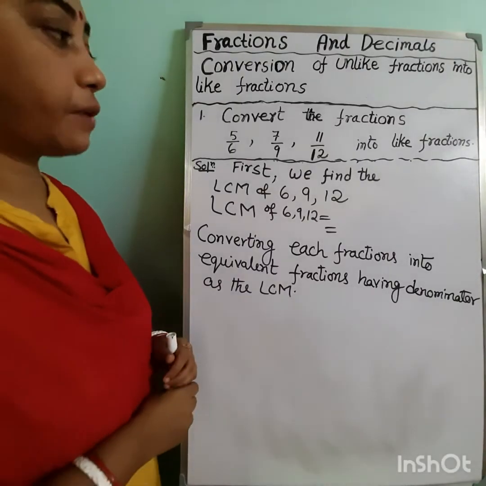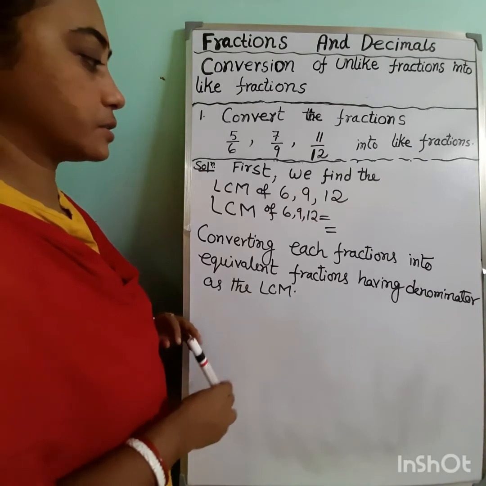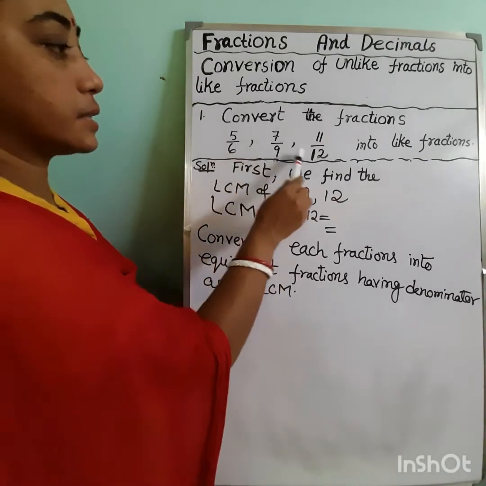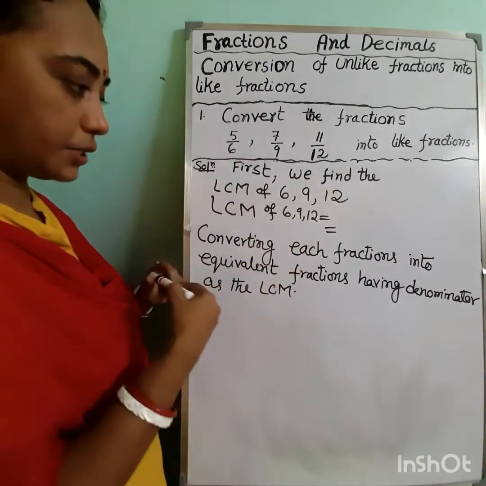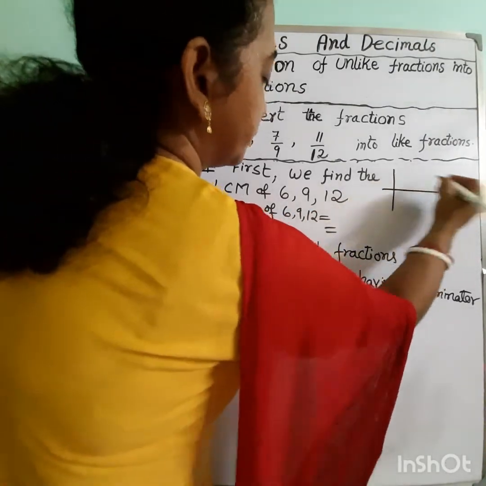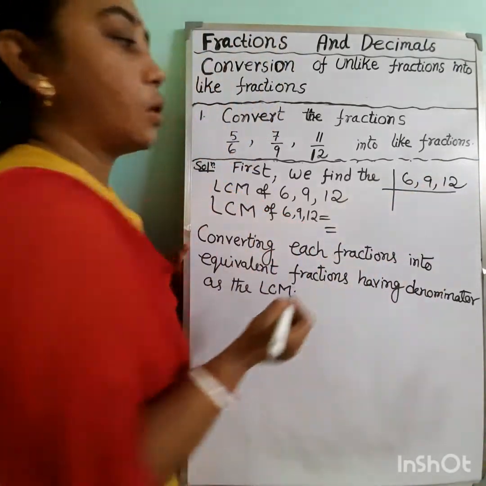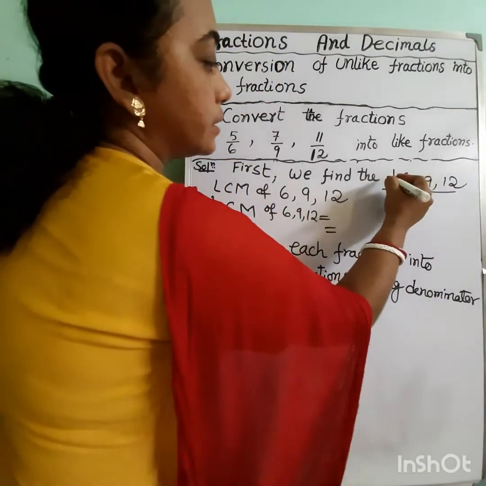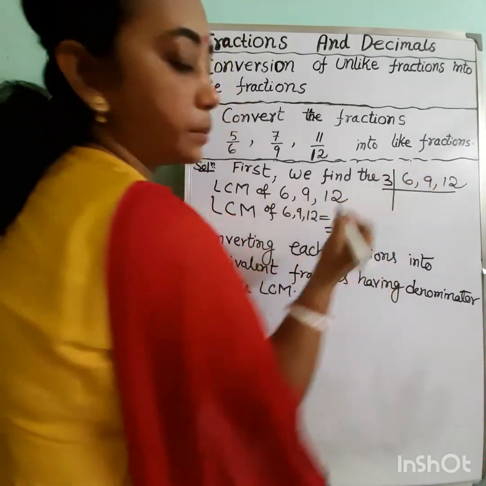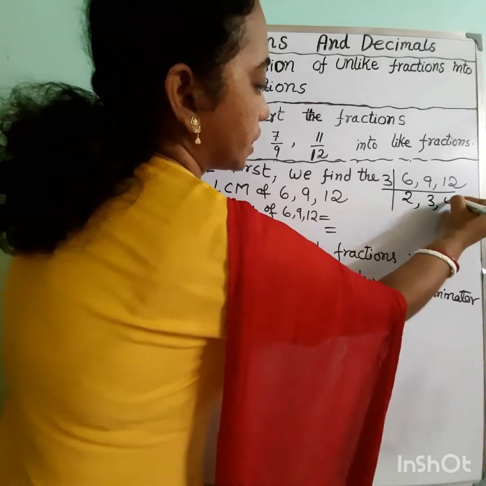So let us first find the LCM of the denominators of the given fractions. Here the denominators are 6, 9, 12. So the LCM of 6, 9, 12 we will find first. Here in the first row we write 6, then 9, then 12. All are multiples of 3, so we divide by the prime number 3. So it will come 2, then 3, then 4.